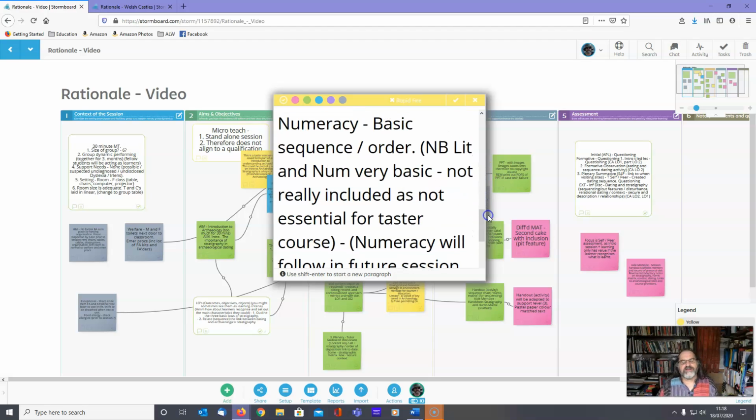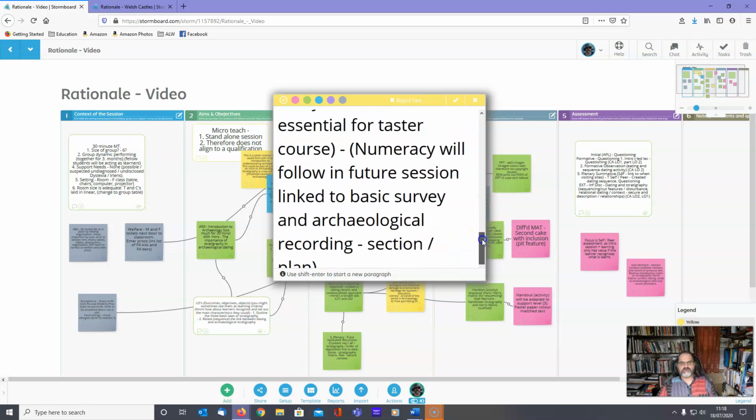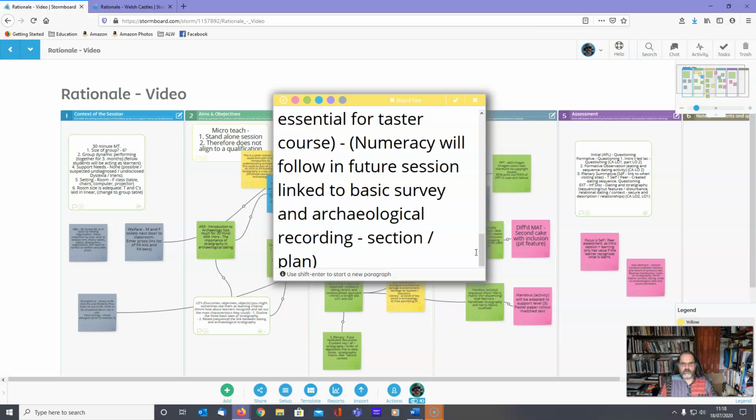Okay, numeracy. In this particular case, the numeracy is very basic. It's sequence and order. So I've noted it's very basic, and therefore it's not really included. I'm not really supporting numeracy in this session. What I've made a note of is that numeracy will follow in a future session, which will be linked to basic survey and archaeological recording, and section and plan.